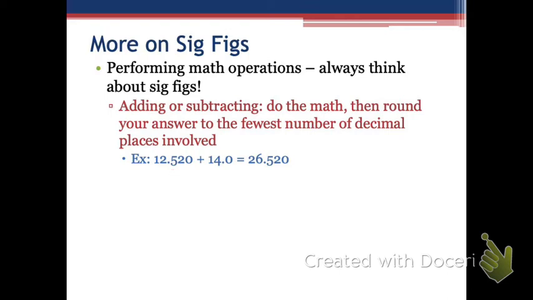So when I'm adding this first number, how many decimal places do I have? I have 3. My second number only has 1 decimal place. So how many decimal places am I going to be allowed in my answer? Only 1, right? I'm rounding my answer to the fewest number of decimal places involved, which has only 1. So I'm going to round my answer to 1 decimal place. Does this 2 cause my 5 to stay a 5 or go up to a 6? Stay a 5. So my final answer here would be 26.5. All right, my answer cannot be more exact or more precise than one of my original measurements. Okay?